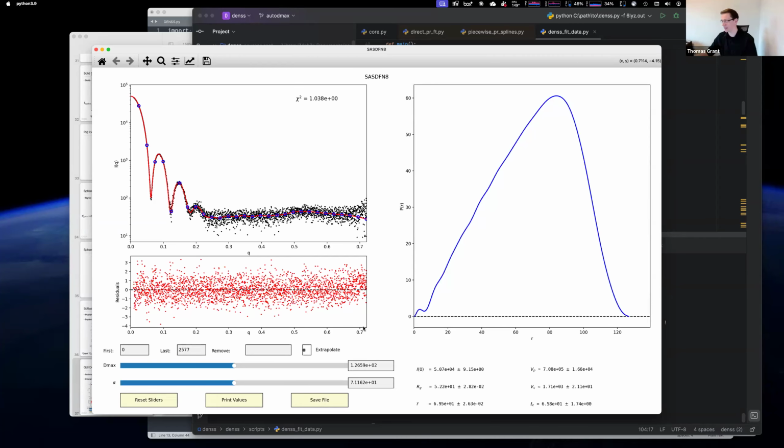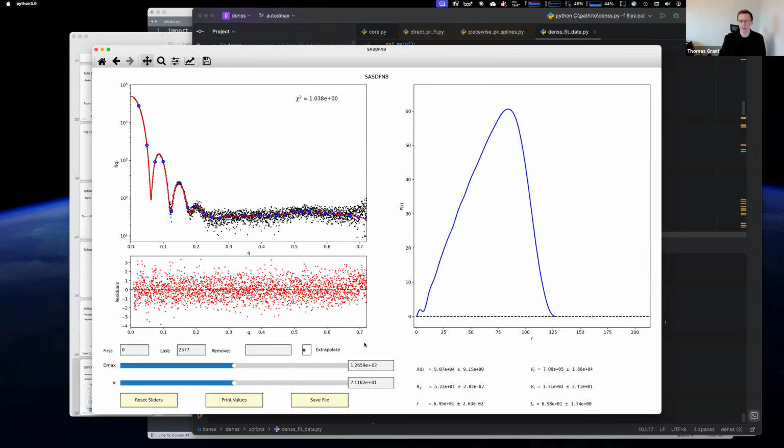That's what it estimated. But as a user, you can say, okay, I think the P of R curve should be a little bit smoother. I think the Dmax should be a little bit larger, right? And so the reason why I wanted to pull this up is because you can see the effects of what happens when you change these numbers, okay? Now, I'm going to expand this a little bit.